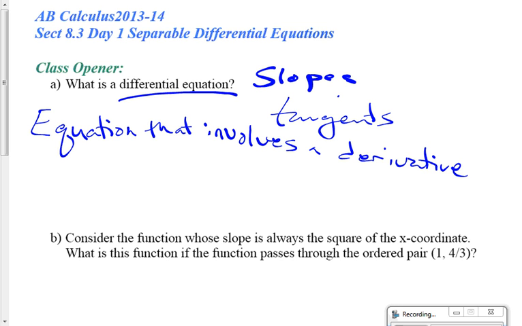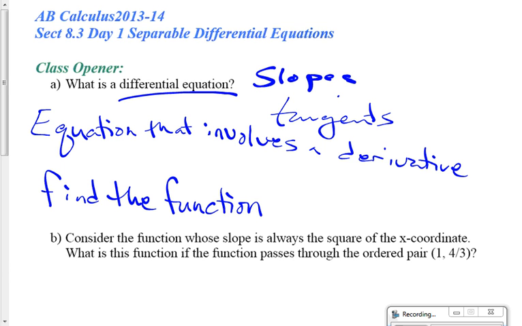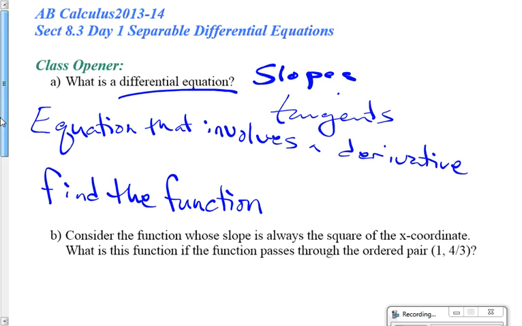And what's your job if you're given an equation involving a derivative? If you get an equation involving a derivative and it's a differential equation, what are they going to ask you to do? The command is solve. Solve a differential equation means what? Find the function. I realize that first question on your notes is a little different than this, but we decided that what is a differential equation is a better question than what was there. Okay?